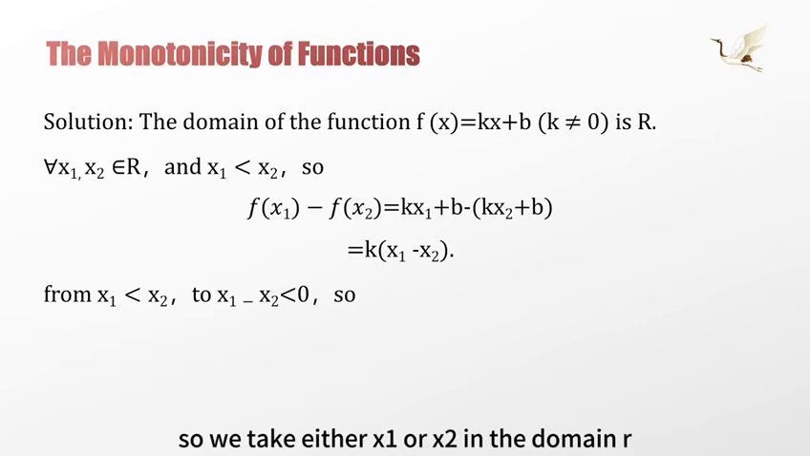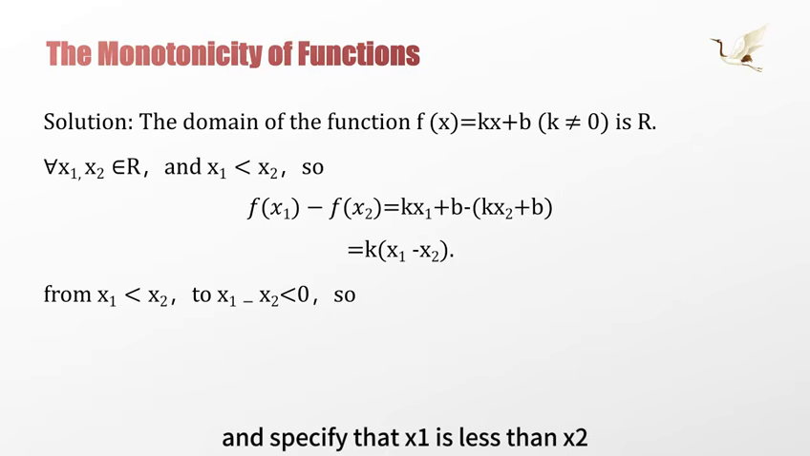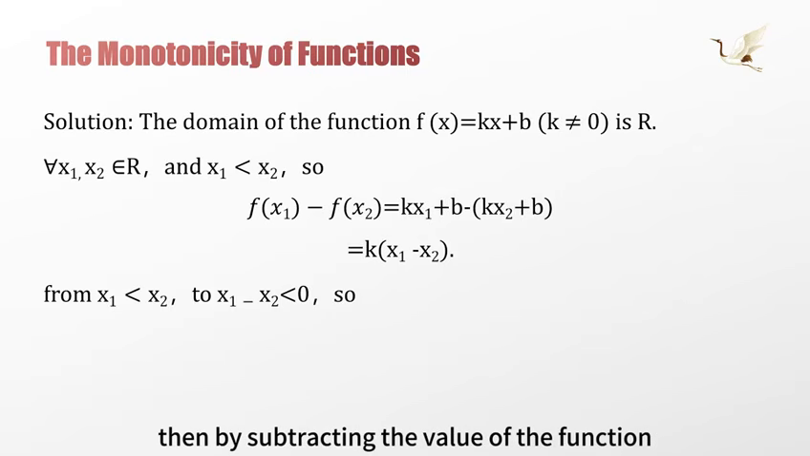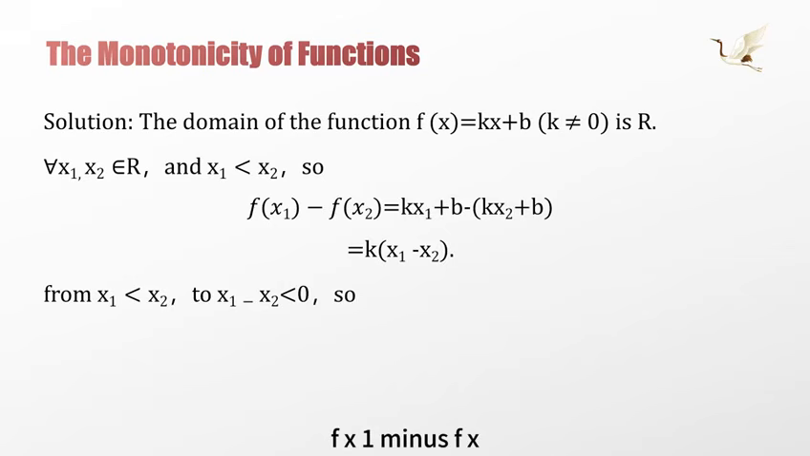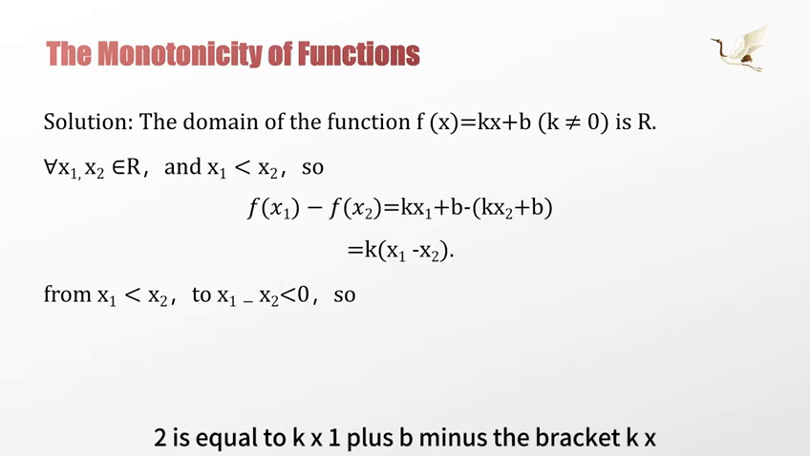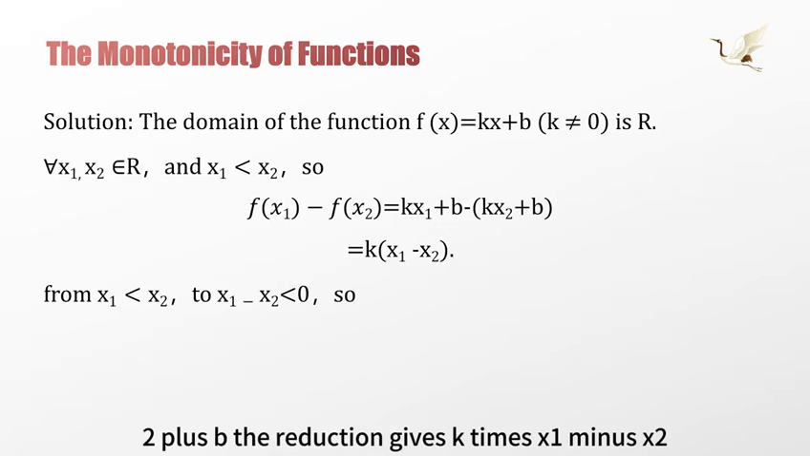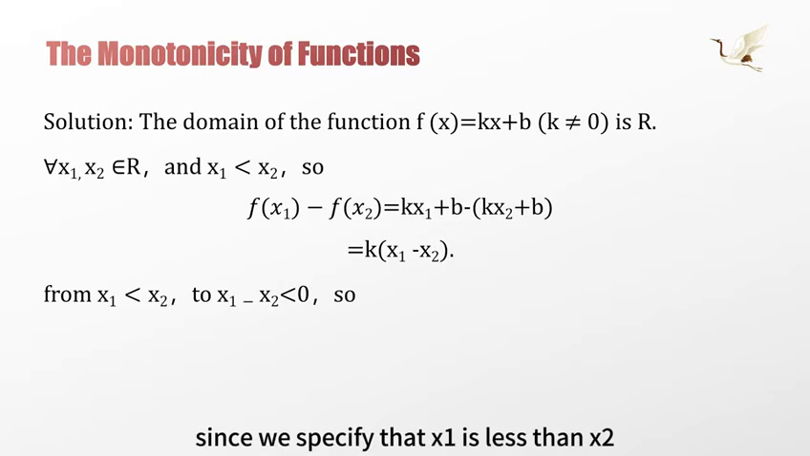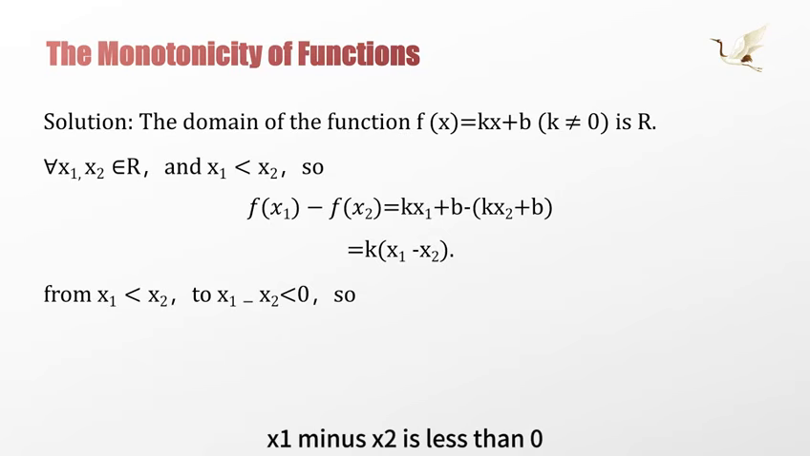So we take any x1 and x2 in the domain R and specify that x1 is less than x2. Then, subtracting the function values, f(x1) minus f(x2) is equal to kx1 plus b minus the bracket kx2 plus b. The reduction gives k times (x1 minus x2). Since we specified that x1 is less than x2, x1 minus x2 is less than 0.